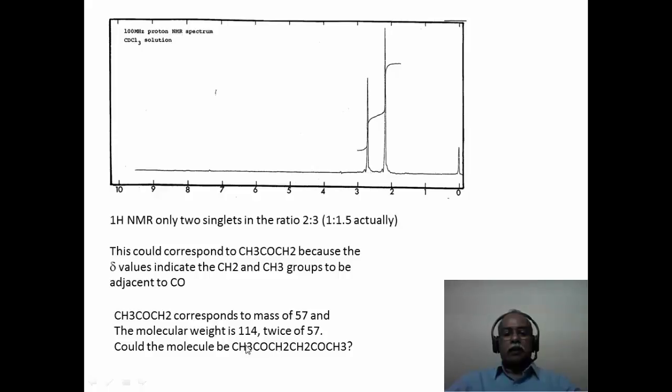The terminal CH3 groups are also identical because the molecule is symmetric with respect to the central carbon-carbon bond. That would also give a singlet corresponding to an integration of 6 hydrogens. So the 1:1.5 ratio is actually a 4:6 ratio in reality, if this were to be the correct structure of the compound.